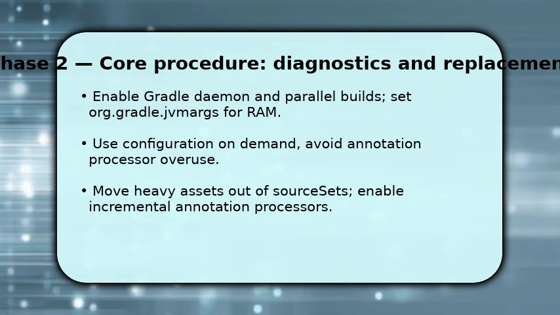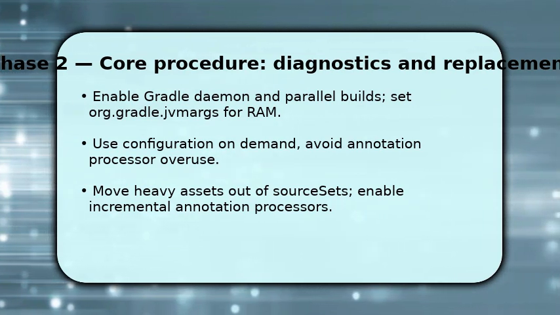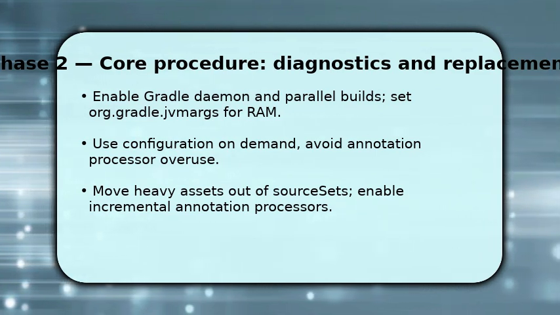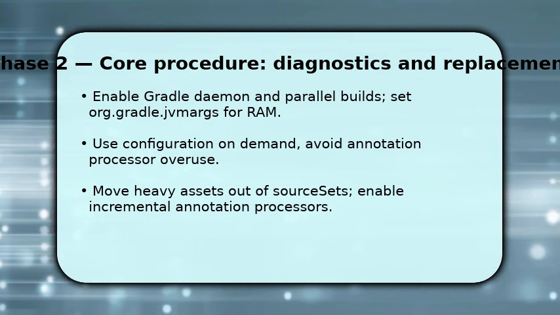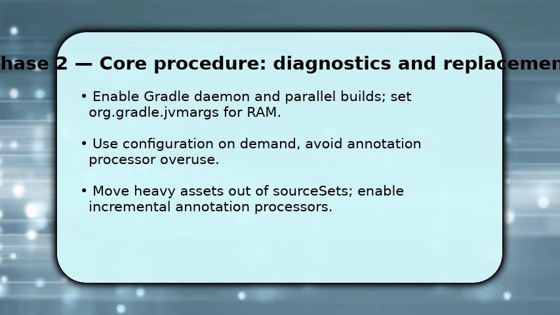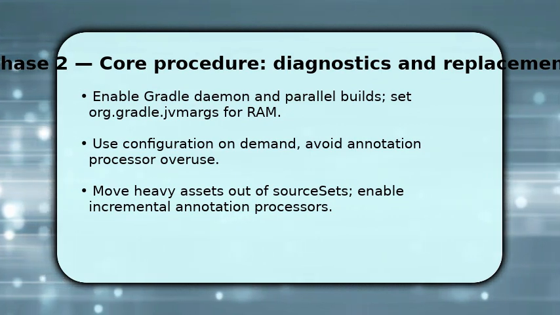Once configured, reduce costly tasks, minimize annotation processors, adopt incremental processors, and avoid running unit tests unless needed during quick iteration. Also reorganize large resources or generated files outside main source sets to cut down indexing.